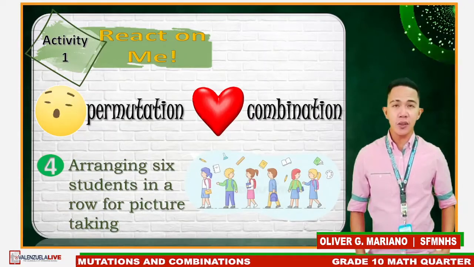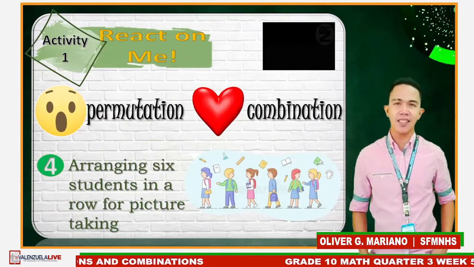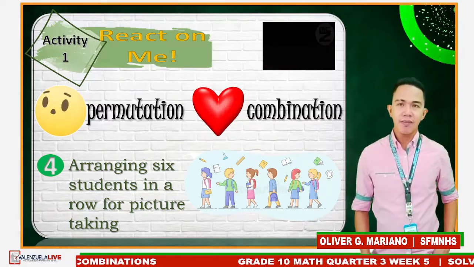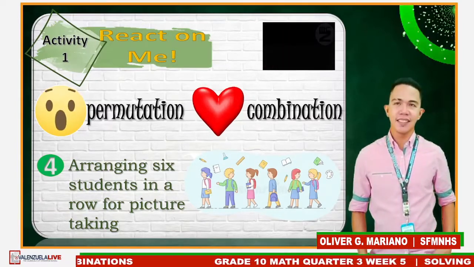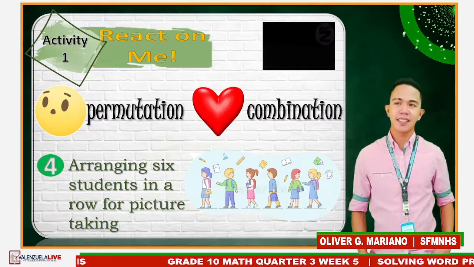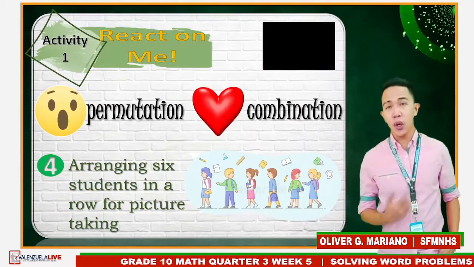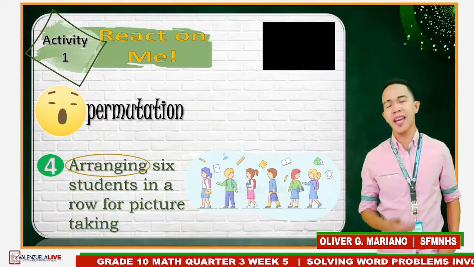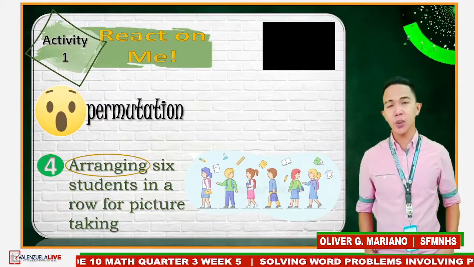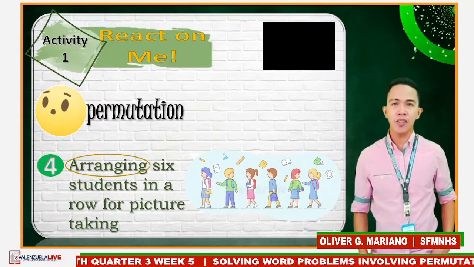Arranging 6 students in a row for picture taking. Your 10 seconds starts now. All right, if you hit the Wow React button, then you are correct. The given situation illustrates permutation. Let's proceed to the next one.